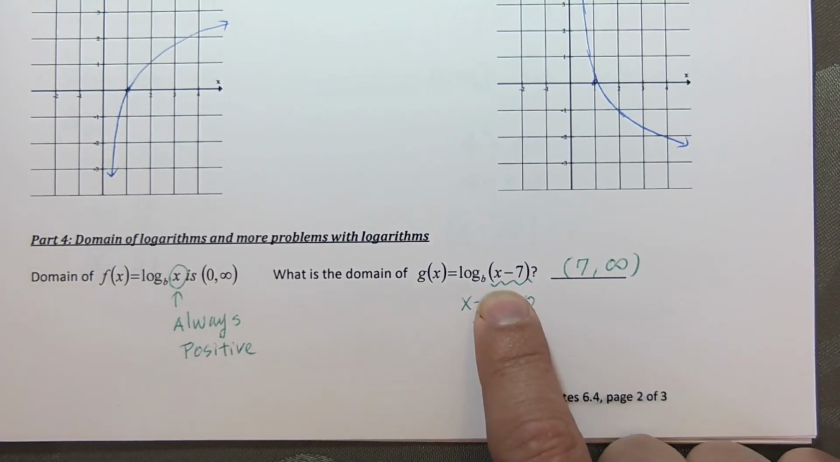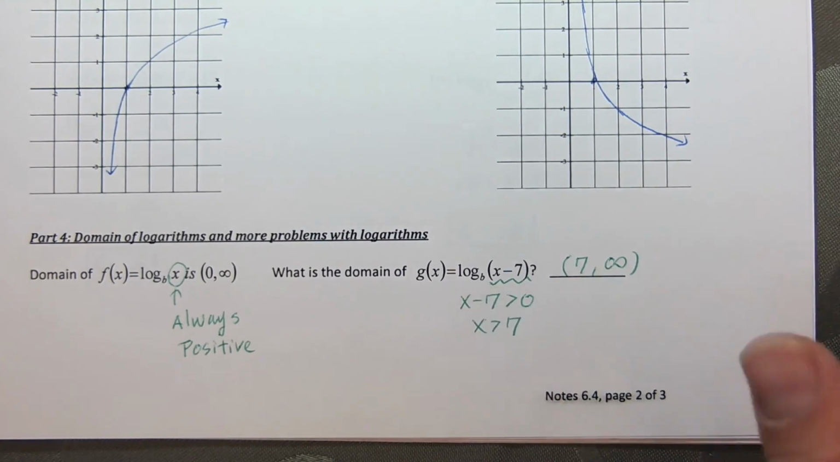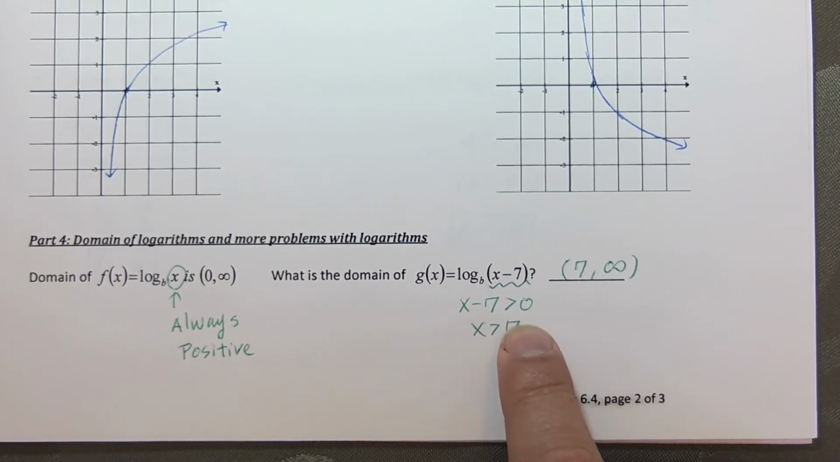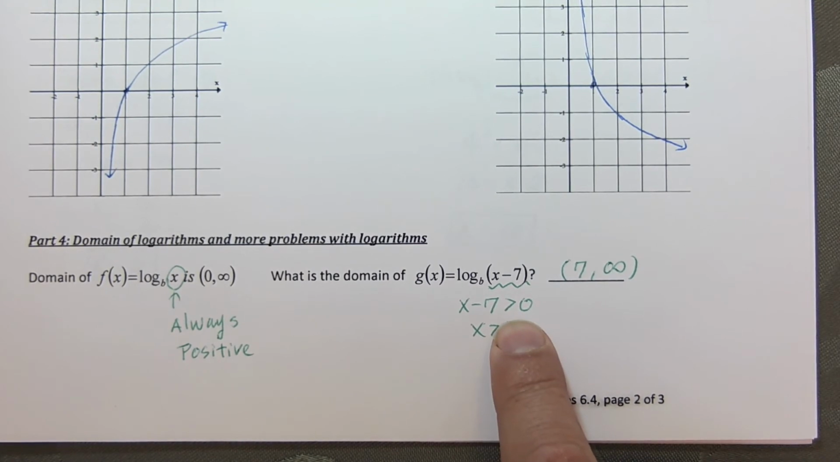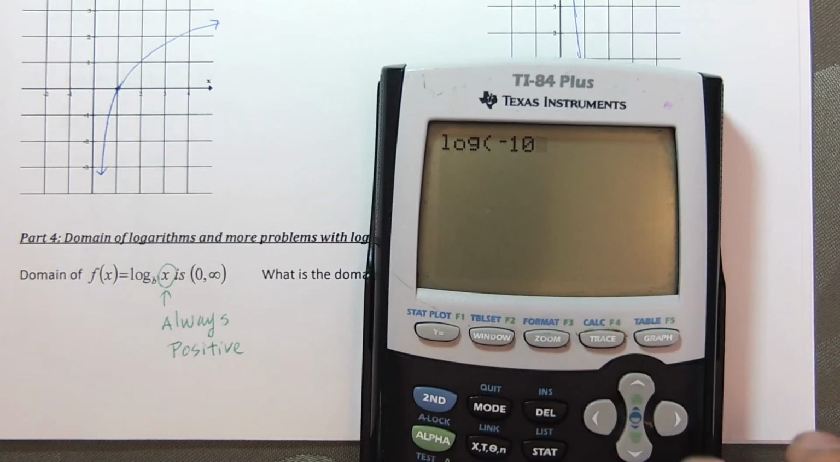So what's the domain of this? Well, x minus 7. You can see when x equals 0, we have a problem. We get log base b of negative 7, and as I just showed, you can't do that. So what we're going to do is take the domain and set it bigger than 0. Notice it's strictly bigger than 0. It's not equal to 0. We can't take the log of 0. I'll demonstrate that as well.